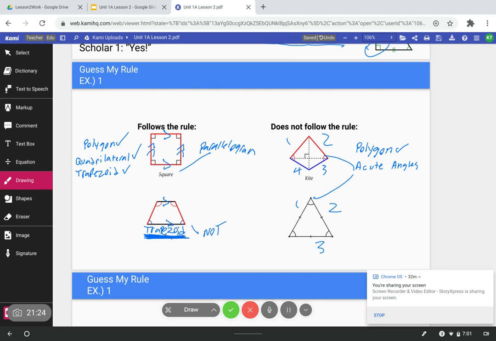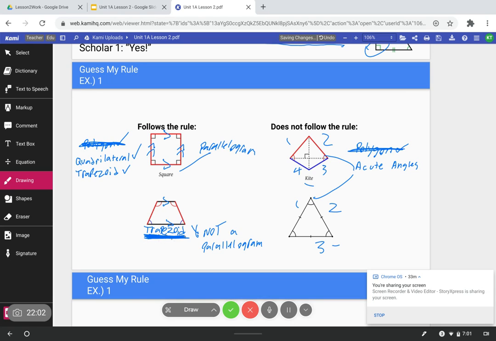The trapezoid is not a parallelogram. This trapezoid right here is not a parallelogram because it only has one pair of parallel lines. So we know that can't be the rule it's following, because it doesn't apply to the trapezoid. Well, we know polygon isn't the rule because both of these shapes, the kite and the triangle, are polygons. So we know that can't be the rule.